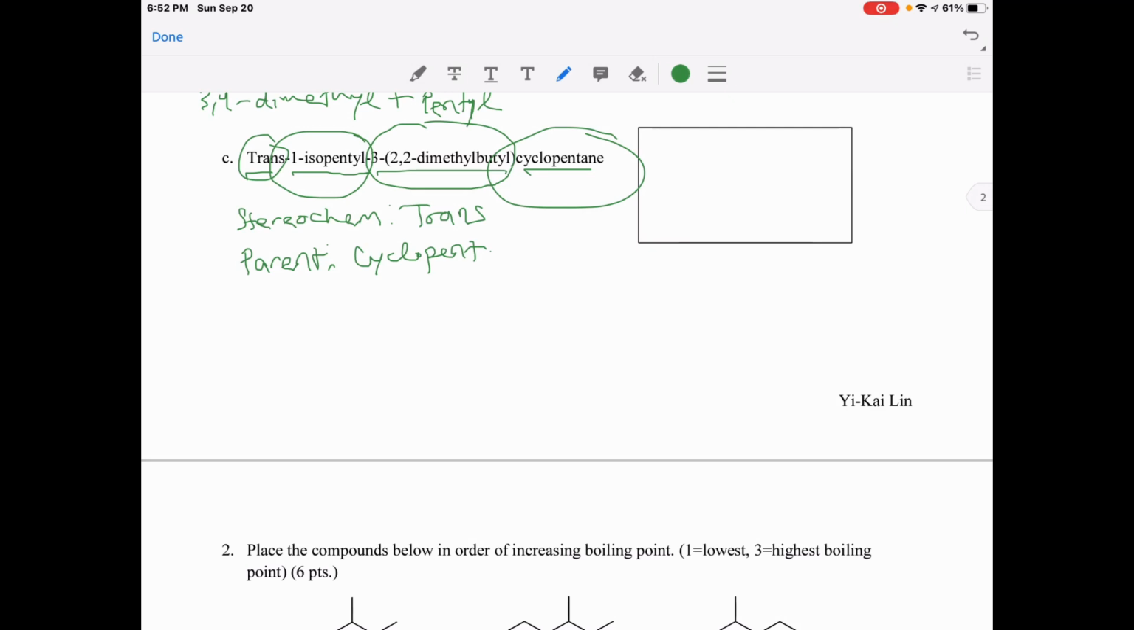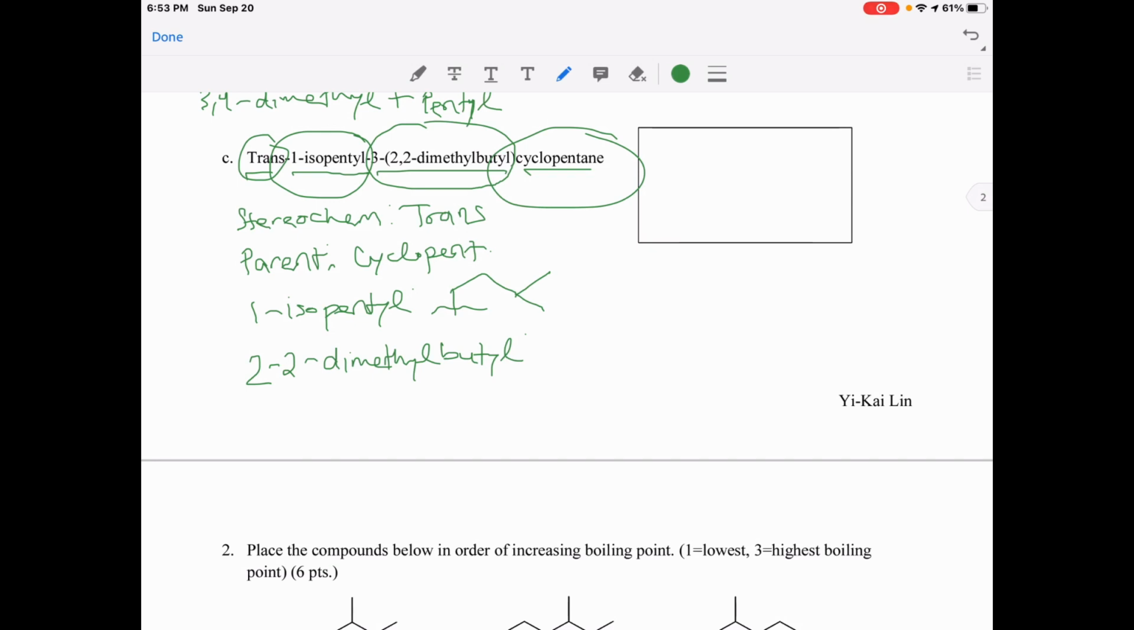Let's draw out how our substituents would look. 1-isopentyl would look like the following. Instead of having 5 carbons in one straight chain, we take one of these carbons at the end and move it up by 1 carbon, and we get this isopentyl. Now let's also draw out the 2,2-dimethylbutyl complex substituent.